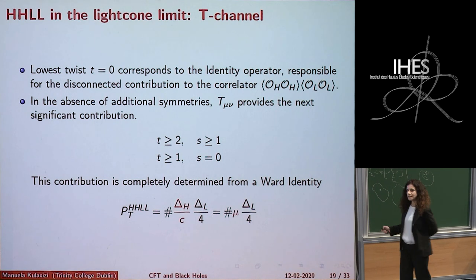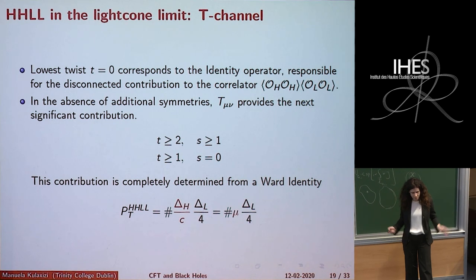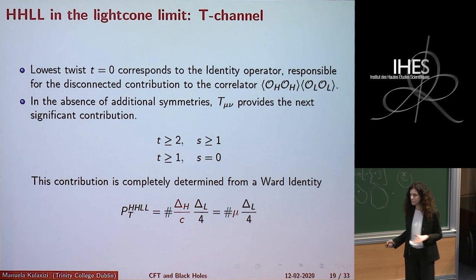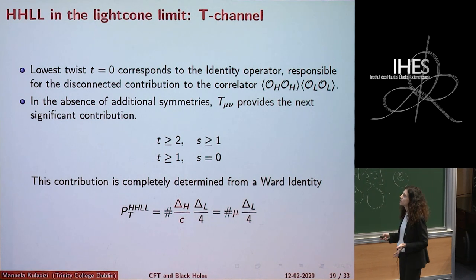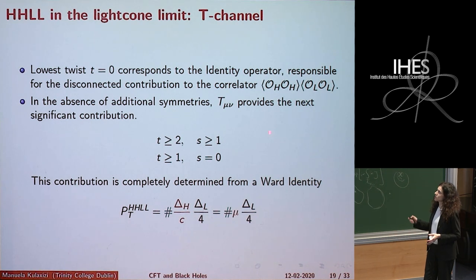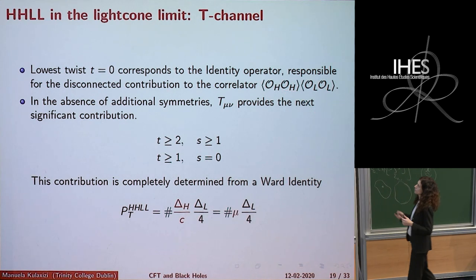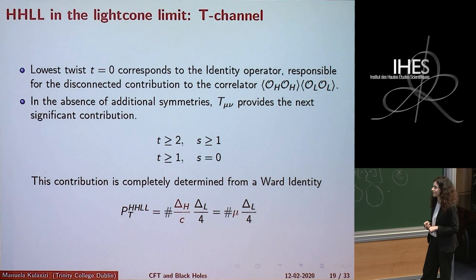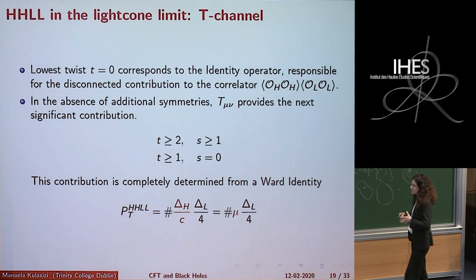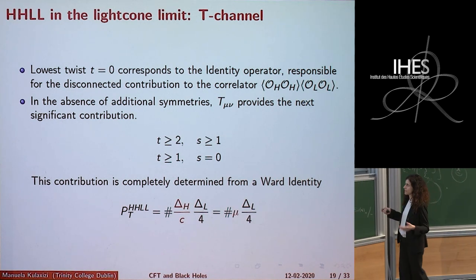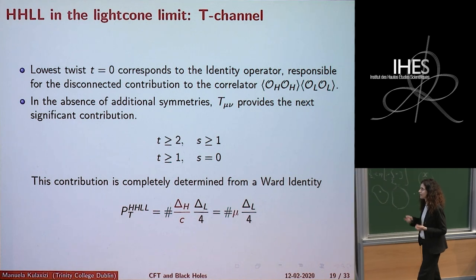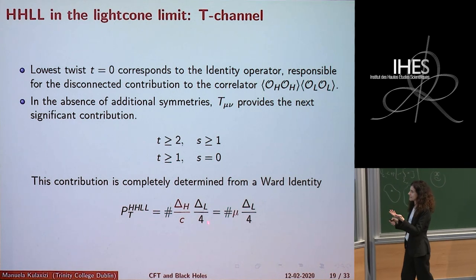So let's start our analysis step by step. We start from the first step, which is the identity operator. This is what gives us the disconnected correlation function, the correlator, where we have a product of two-point functions of heavy and light. Here we don't see any dependence on mu, this parameter that we introduced.